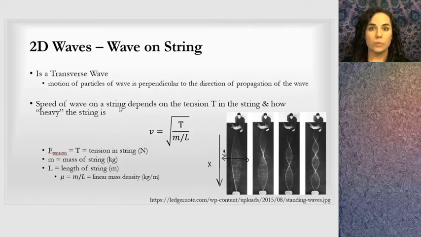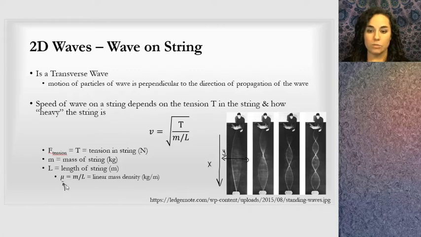It's a transverse wave because it is perpendicular to the direction of propagation. The speed of the wave, as you can imagine, if there's a string, it depends on the tension in the string and how heavy that string is. A heavier string or rope is going to be harder to move and will have a lower velocity. So when I look at the equation for the velocity of that wave on the string, it depends on the tension, the force of tension in the string in newtons, the mass of the string in kilograms, and the length of that string. So there's the mass per unit length, mu here.